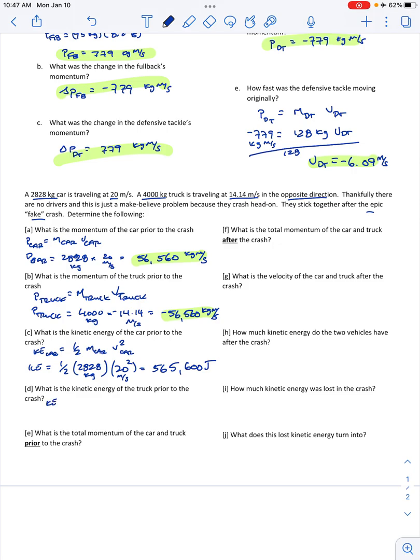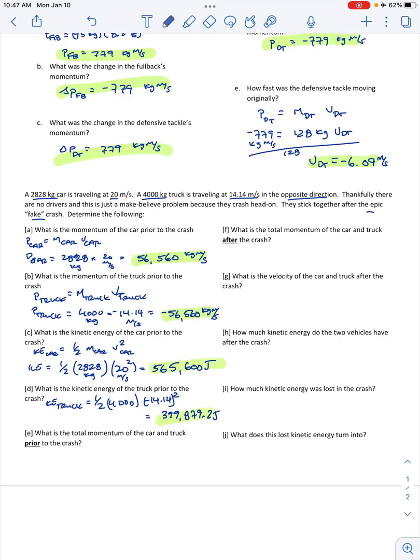KE of the truck. That's going to be 1/2 times the truck's mass, which is 4,000, times 14.14 squared. Oh, I suppose we can make that negative. 0.5 times 4,000 times 14.14 squared. So that equals 399,879.2 joules.